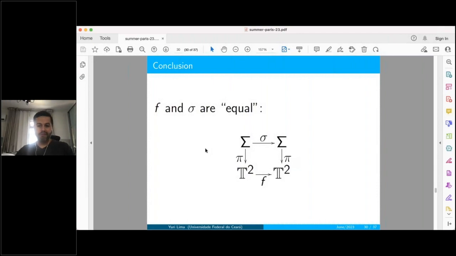And for those who have studied a little bit of dynamics, what we have done was we started with our cat map and we have created an extension. We have lifted the cat map to a shift on a graph in a way that this map pi here is well behaved. So that is my conclusion. The original map and this left shift, which is very simple from a combinatorial point of view, are equal, coded equal. And what do I mean by coded equal?